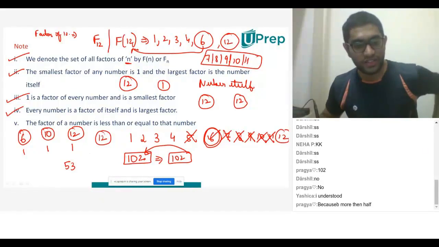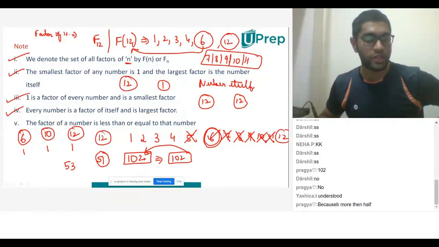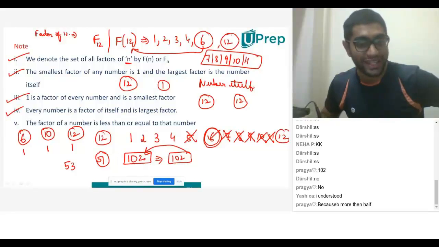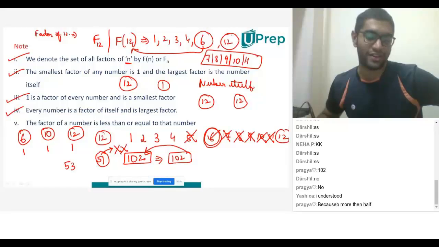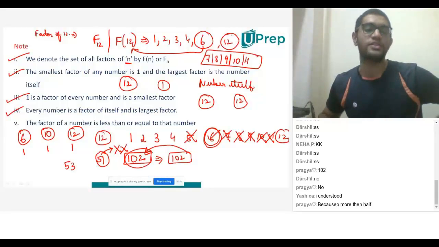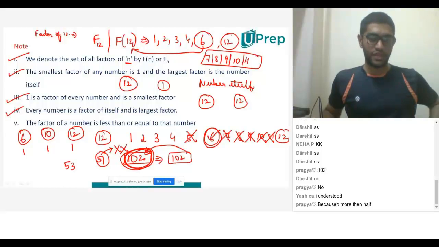Good. So what is the exact half of 102, guys? It is 51, correct? 51 is a factor of 102. Why? Because it perfectly divides 102. Any number greater than 51 is not a factor of 102 except the number itself. Is the logic now clear, guys? Very clear.